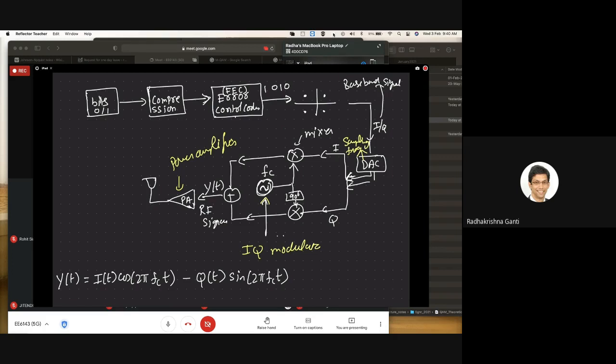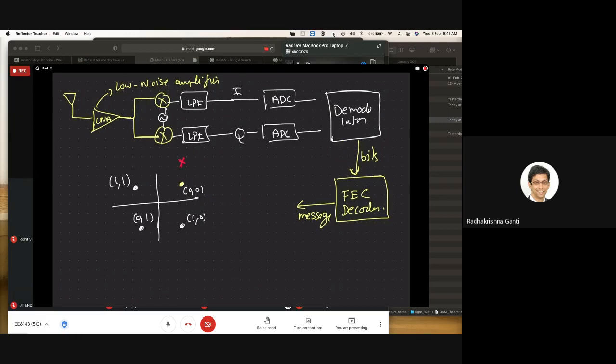Does it make sense, Alex? Yes, sir. Sir, before the DAC, a single wire is coming, right? Before the DAC, two wires are coming. I just put I and Q. Two wires are coming: one for I, one for Q. There are two DACs, one for I, one for Q. Got it. Thank you.